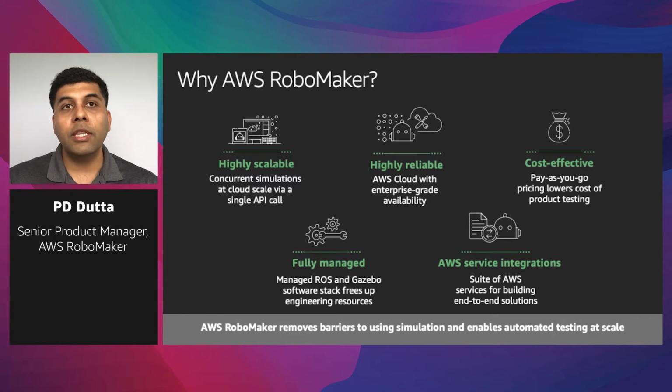Fourth, you get the benefits of managed service with ROS and Gazebo built in, which will actually free up your engineering resources. You can also visualize and interact with the robot using the open source visualization tools such as Gazebo, RViz, and RQT in simulation. Finally, the ease of integration with the breadth of AWS services enables you to connect your ROS application and tooling with services such as Amazon CloudWatch and AWS CodePipeline.